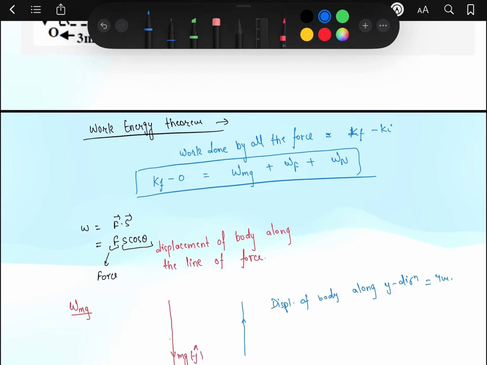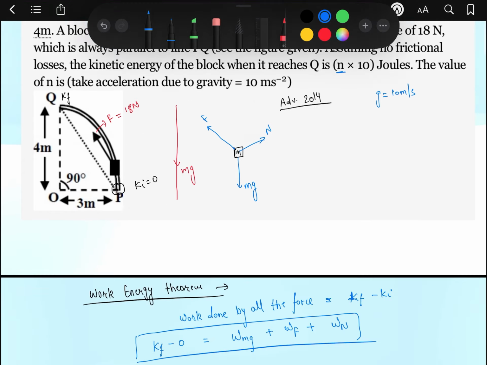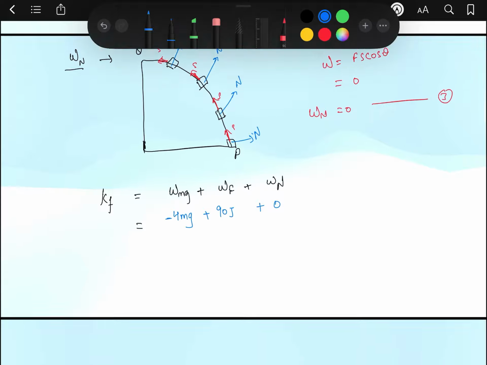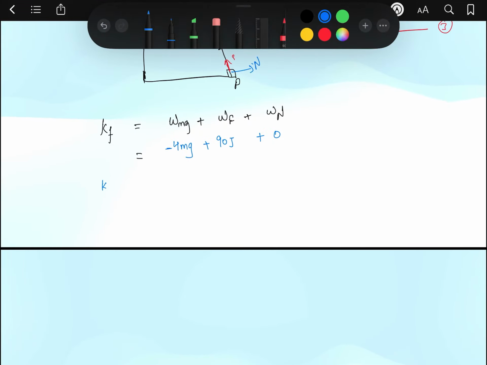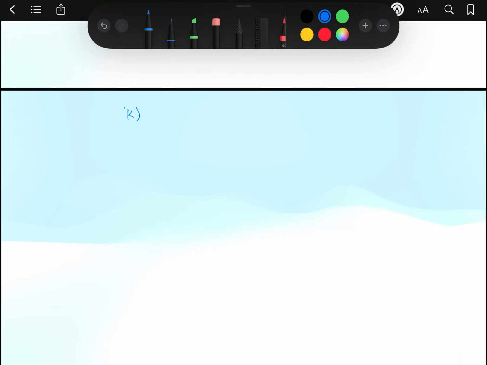Now we have to put all the values here. What is the value of this mass m? That is 1 kg only. Okay, so here K final value will be equal to, let me put all the values, 4 multiply 1 multiply 10 plus 90 plus 0, that is equal to negative 40 plus 90, that is equal to 50 joules. Okay, so kinetic energy at point Q will be equal to 50 joules here, right?